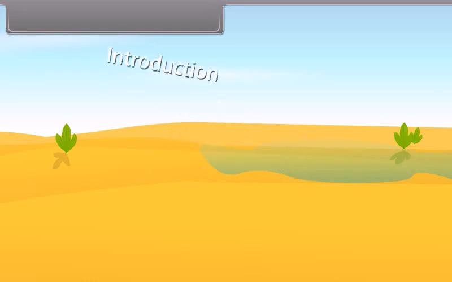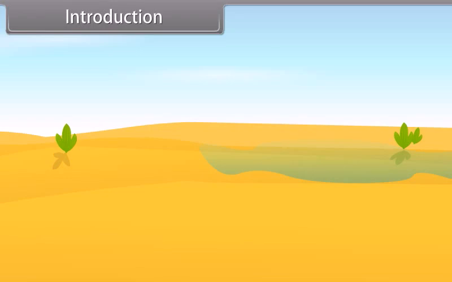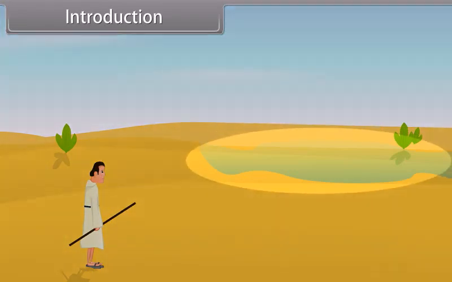Hey kids, today we learn ray optics and optical instruments. You must have heard that in a desert one sees a misleading appearance of water at a certain distance. So now the question arises: why does it happen?